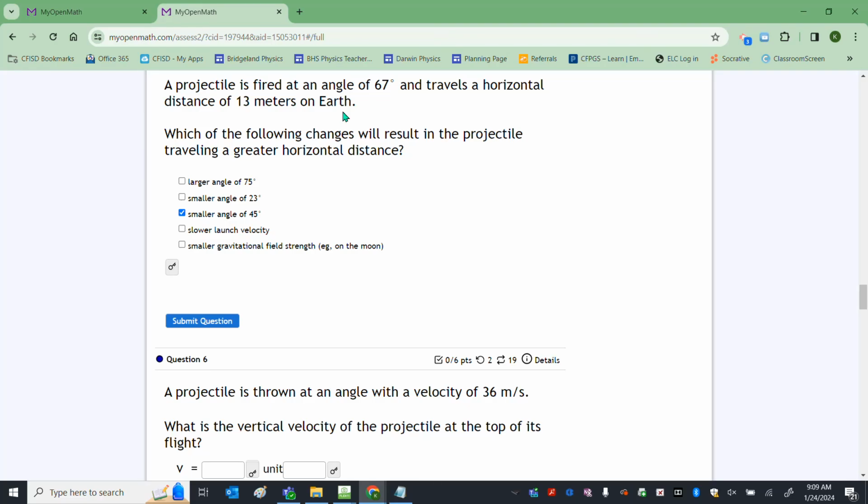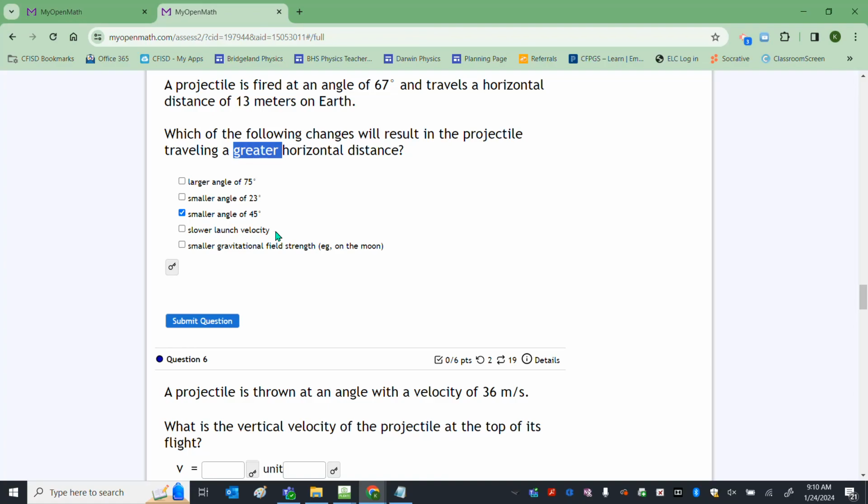Now, going larger than 67 to 75 is going to make it a shorter range. It's going to have more air time, but the range will be shorter. So this smaller angle of 23 is actually the same number of degrees away from 45 as 67. It would have the same range. So the only angle here that is actually greater is 45.